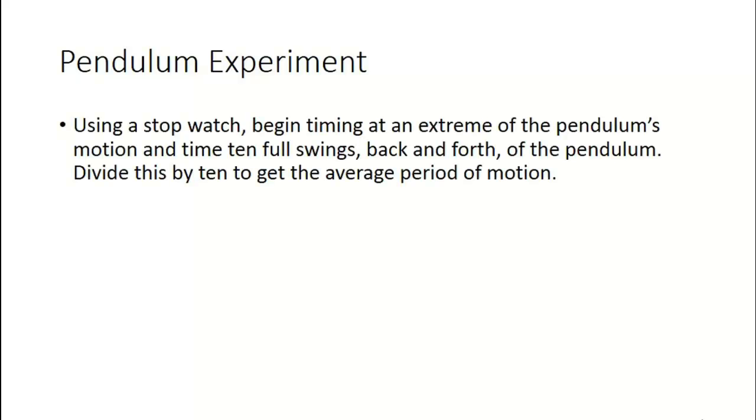When doing the pendulum experiment, we need to make sure that the results we get are as accurate as possible to ensure that our value of acceleration due to gravity is accurate and valid. So when we use a stopwatch, we time at the extreme of the pendulum's motion rather than when it's in the middle going at its maximum velocity. Essentially we're timing when the amplitude of the pendulum is the greatest. We're timing 10 full swings, back and forth being one full swing. We then divide this by 10 to get the average period of motion.